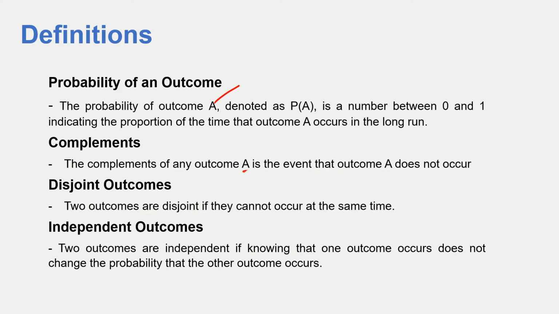So meaning, item number 2 is independent. The probability that item number 2 is true or false is independent from item number 1. So hindi maapektuhan ng probability nung isang outcome yung probability nung another outcome. So let us now go to the rules.